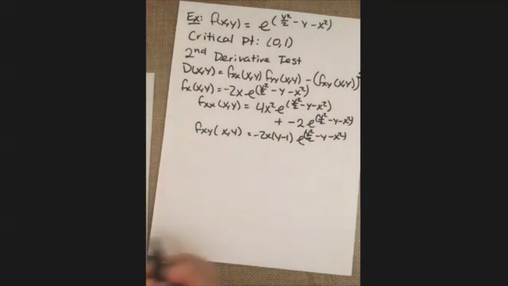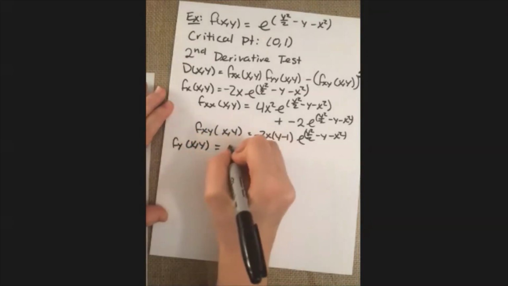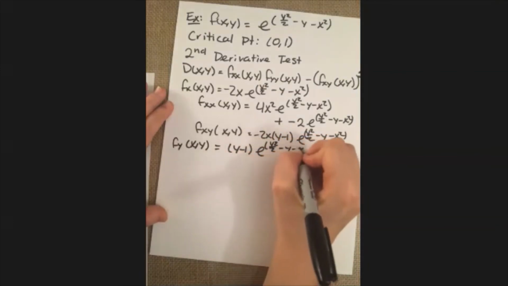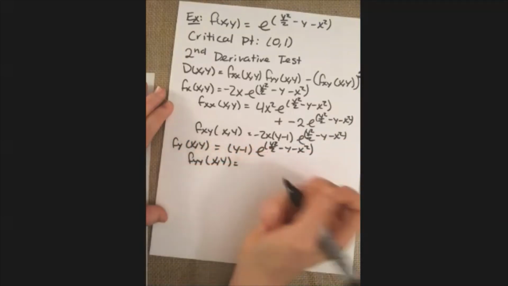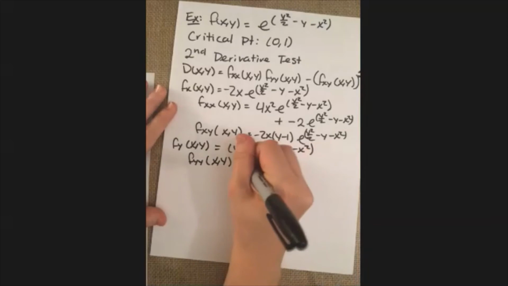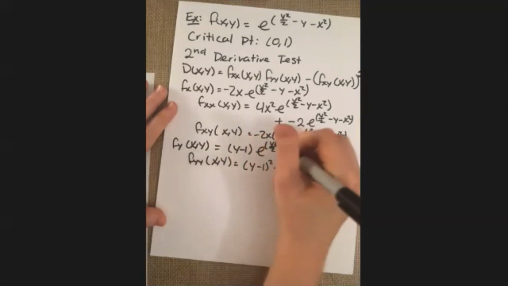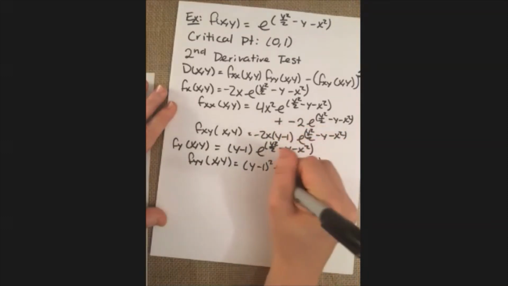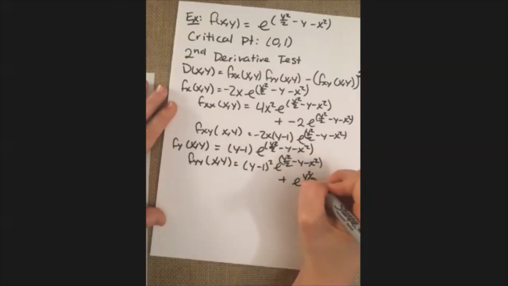Okay. And then, so first partial with respect to y was (y minus 1) e to the y squared over 2 minus y minus x squared. And then second partial with respect to y is equal to (y minus 1) squared e to the y squared over 2 minus y minus x squared. And then this is plus, got to take the derivative of this guy here. You get e to the y squared over 2 minus y minus x squared. Okay.